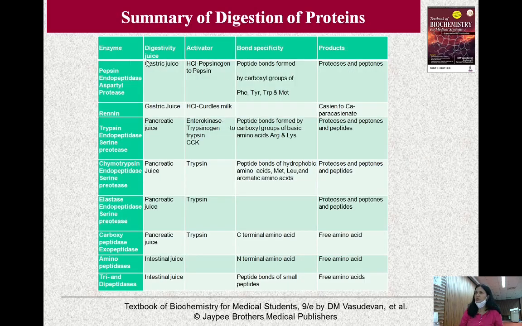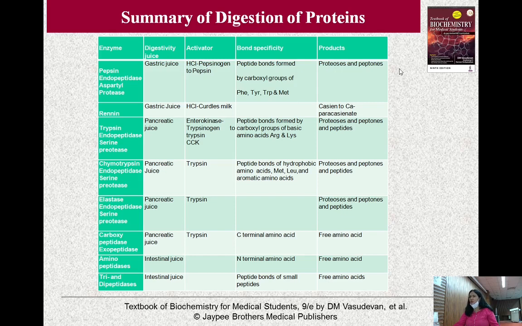Okay, so let us recapitulate the things, whatever was taught. So the gastric juice, what does it contain? It contains pepsin. Pepsin is what type of enzyme? It is an endopeptidase. Who helps in the conversion of pepsinogen into pepsin? It is the HCl. The pepsin will act on the internal peptide bonds which are formed by phenylalanine, tyrosine, tryptophan, and methionine. What is the end product?